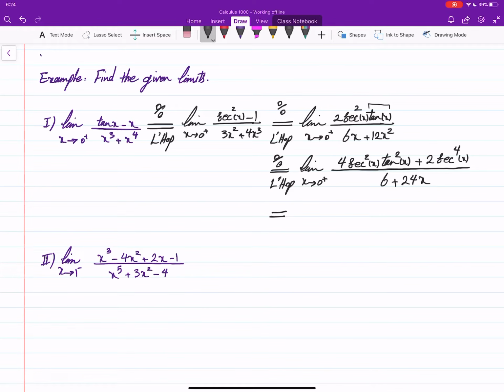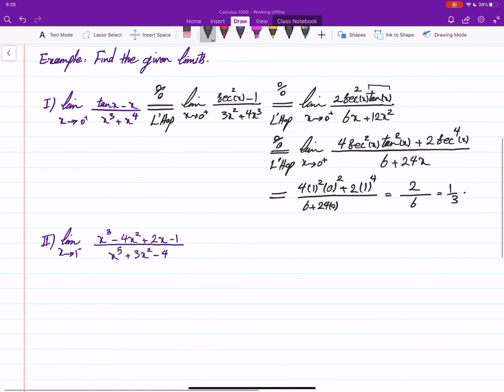Very nice. But when you get to this point, you see that the limit of the denominator as x goes to 0 is a non-zero number. So this will be 6 plus 24 times 0. And you then compute the limit of the denominator and use the quotient law. 4 times 1 squared, tan of 0 is 0 squared, plus 2 times secant of 0, which is 1, to the power 4. So this will give us 2 over 6, which is just 1 over 3.